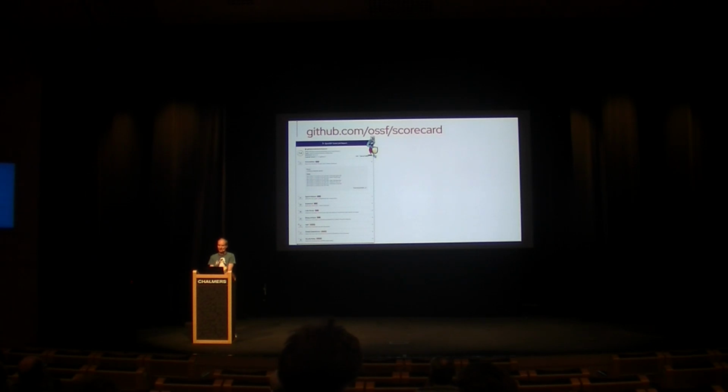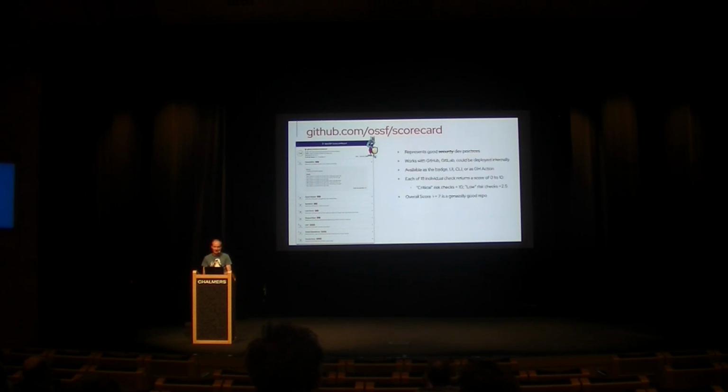Who is familiar with OpenSSF Scorecards? And who uses OpenSSF Scorecard? Okay, fewer than familiar with it. I encourage you to use this tool. I implemented OpenSSF Scorecards for several projects and several companies that I worked for. Very flexible tool, to be quite honest.